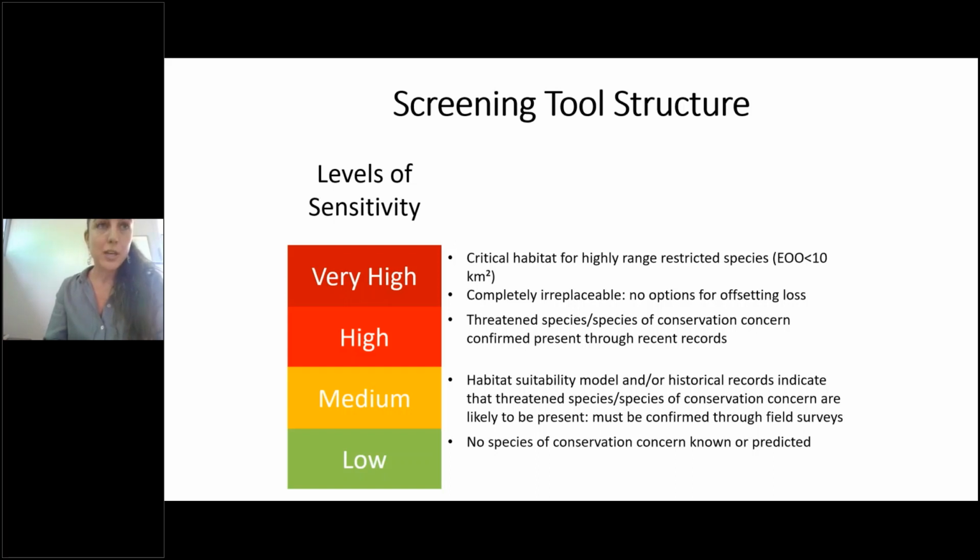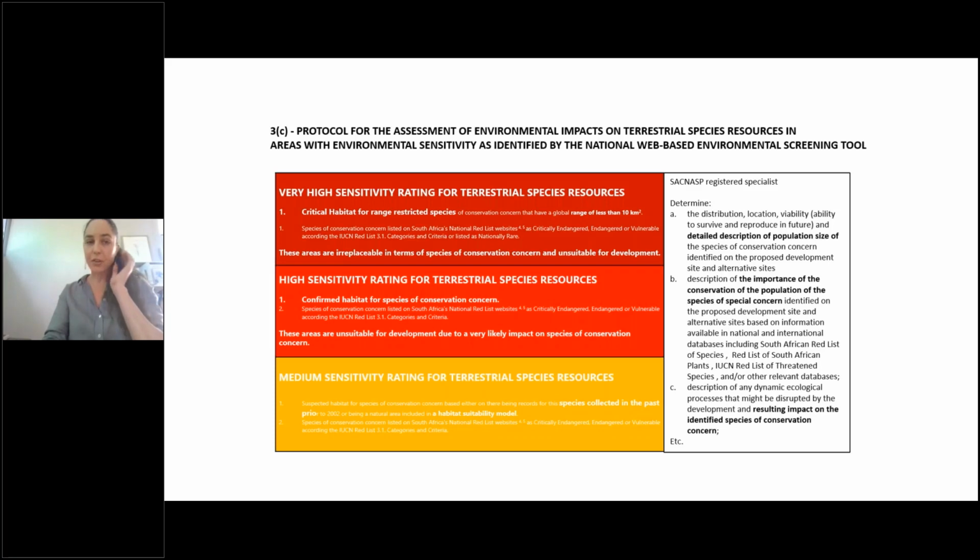So we can't always be sure that we've searched everywhere. Especially in a megadiverse country like South Africa, there are many, many places that have not been surveyed. And so to take this into account, we've modeled suitable habitat for all of South Africa, for the groups of animals and plants included in the screening tool. And then the low category is where we have no evidence that there's a species of conservation concern known or predicted.